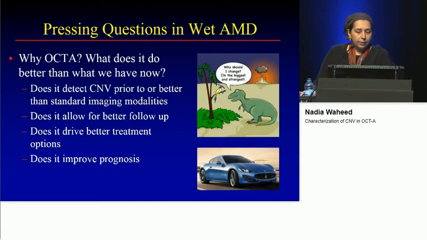So some of the pressing questions that we have when we're evaluating OCT angiography for wet AMD is, what does OCTA do better than the standard imaging modalities that we have available right now? Are there features that we can extract that help us detect CNV prior to or better than standard imaging modalities? Are there features that we can use to follow patients up and to better inform us about treatment decisions? And then at the end of the day, does it drive better drug development?